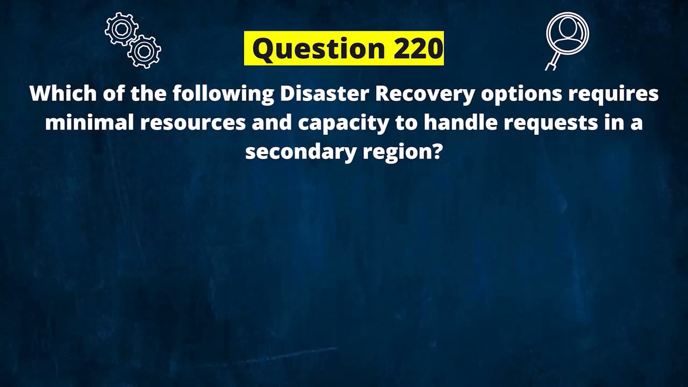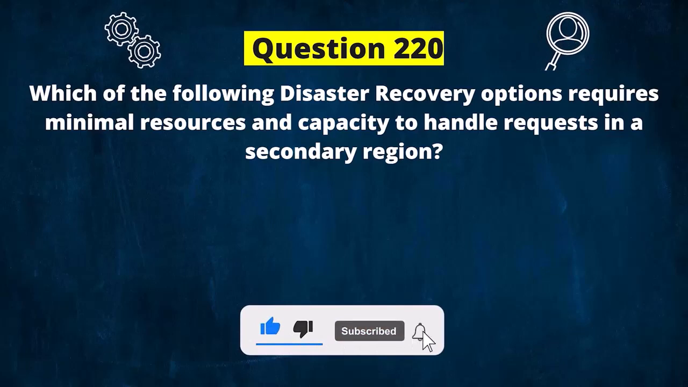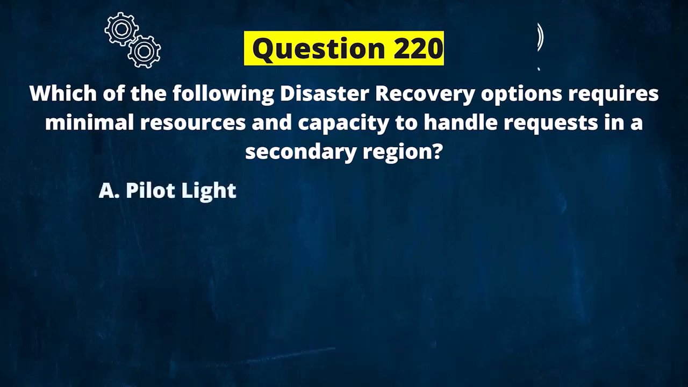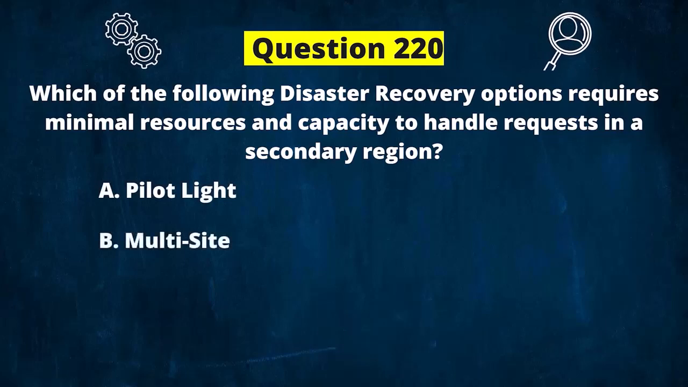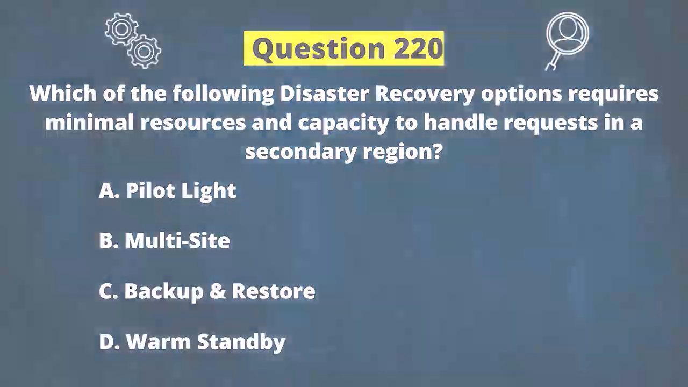Next question. Which of the following disaster recovery options requires minimal resources and capacity to handle requests in a secondary region? And the options are: A. Pilot Light, B. Multi-site, C. Backup and Restore, D. Warm Standby. And the correct answer is option D.